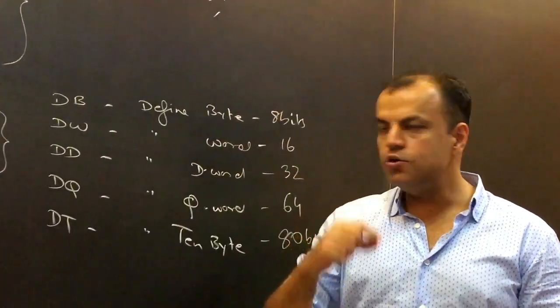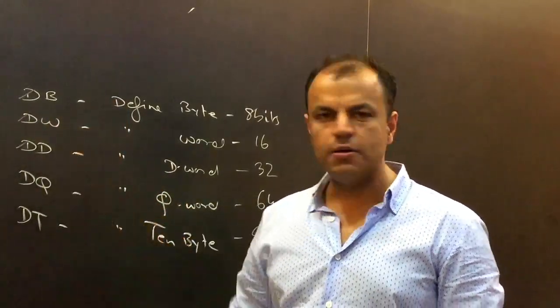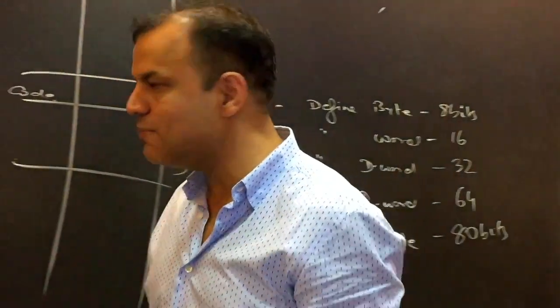Is that clear? When you're working with 8086, you'll be mainly working with byte and word, and sometimes with double word when you do multiplication. Multiplication of 16-bit numbers gives you a 32-bit result. Now, come back over here.